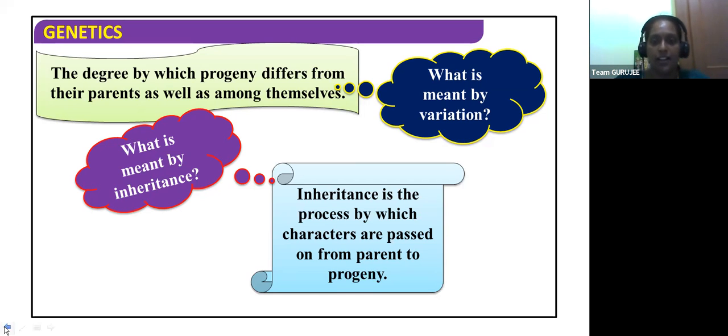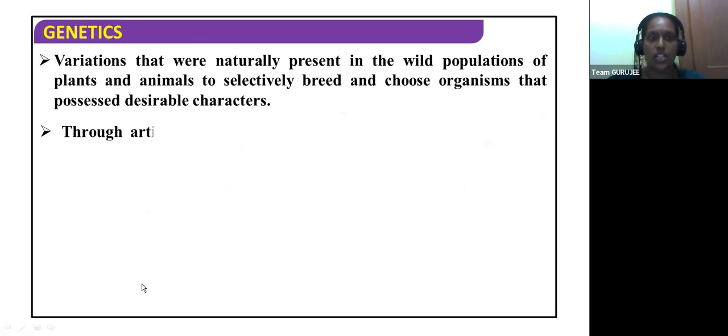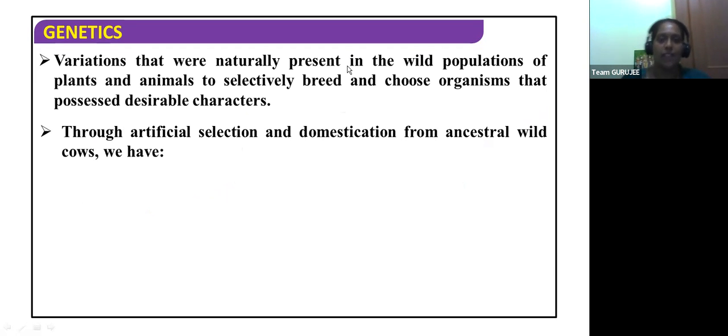Yes, coming back to this chapter, inheritance is a process by which characters are passed from parents to progeny. Variation is that which was naturally present in wild populations of plants and animals, used to selectively breed and choose the organisms that possess desirable characters. Children, very long ago, we did not have these things to eat. So rice was not cultivated, and all these things were not domesticated.